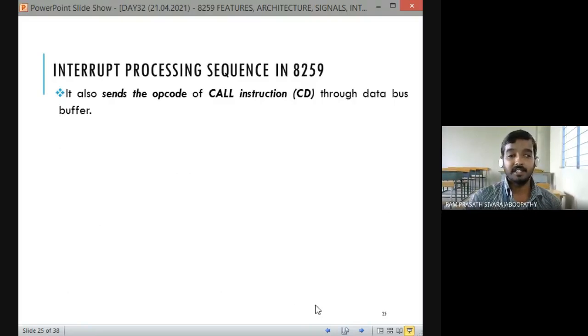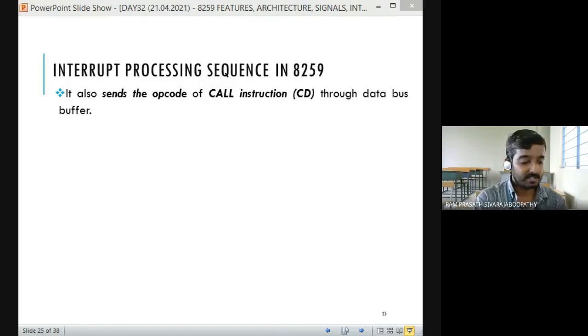it also sends the opcode of call instruction. Correct? Call instruction opcode is CD. In hexadecimal it is mentioned CDH, not CD, CDH. So it is CDH.